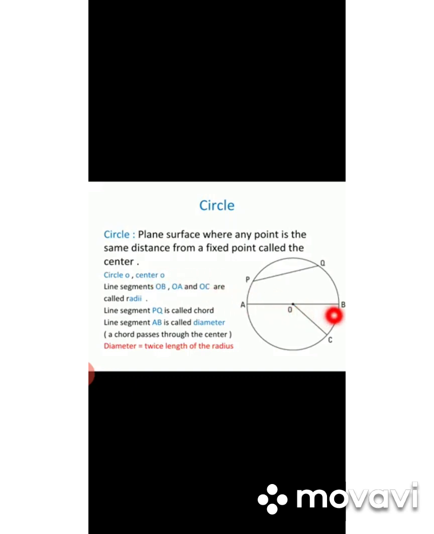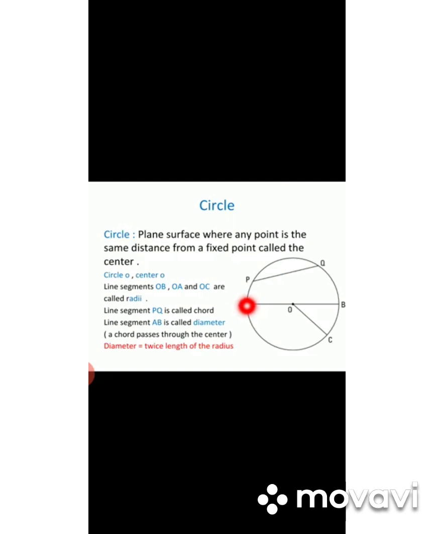The line segment that connects any point on the circle with the center of the circle is called a radius. So how many radii do we have in this circle? Now we have 3 radii. OB is a radius. OC is also a radius, and OA is the third radius.